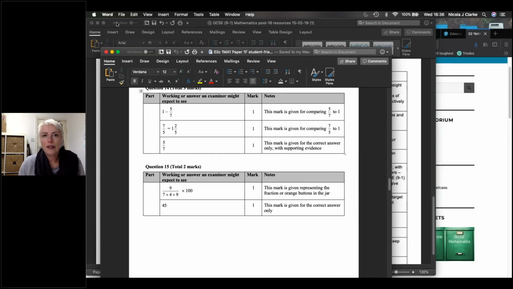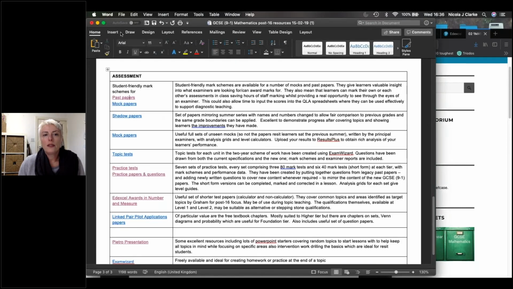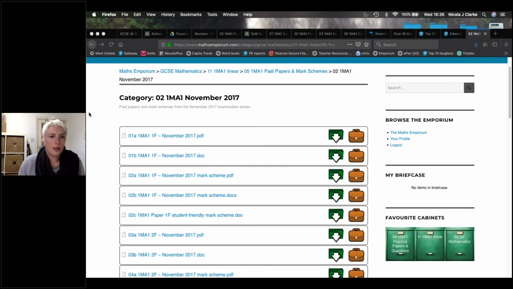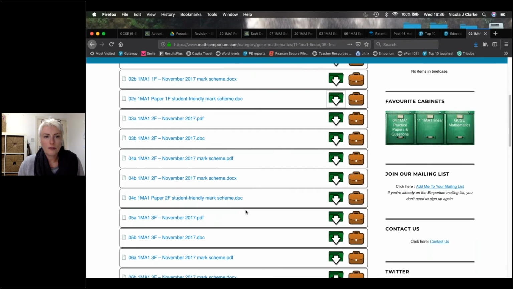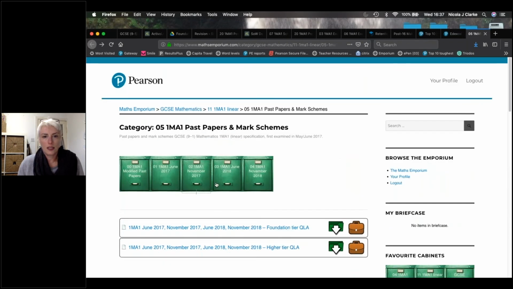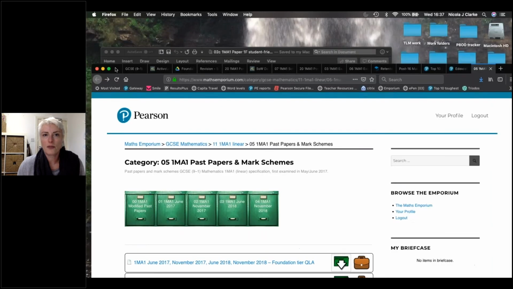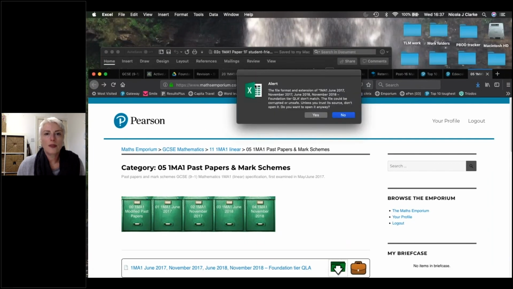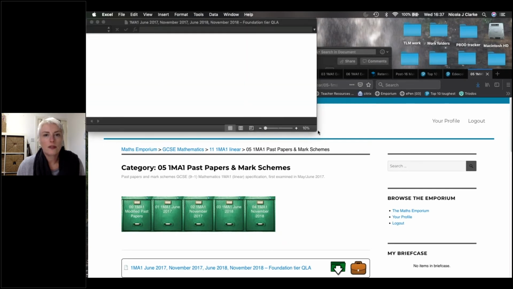So each paper within Emporium here, for example, has question level analysis. What that is, it's a big spreadsheet. I'm just going to show you in case you haven't seen them, where you enter each student's marks per question. They're pre-populated in terms of the questions. Let's see if we can open this.